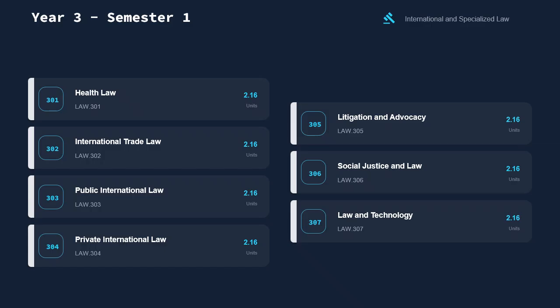Real-life example, in a contract dispute between a U.S. company and a German supplier, PIL determines if a New York court can hear the case, whether U.S. or German law governs the contract, and if a German judgment can be enforced in the U.S. This prevents forum shopping and ensures predictability.